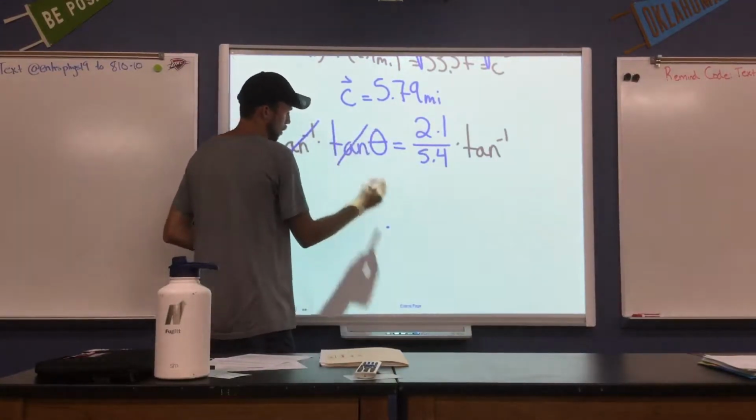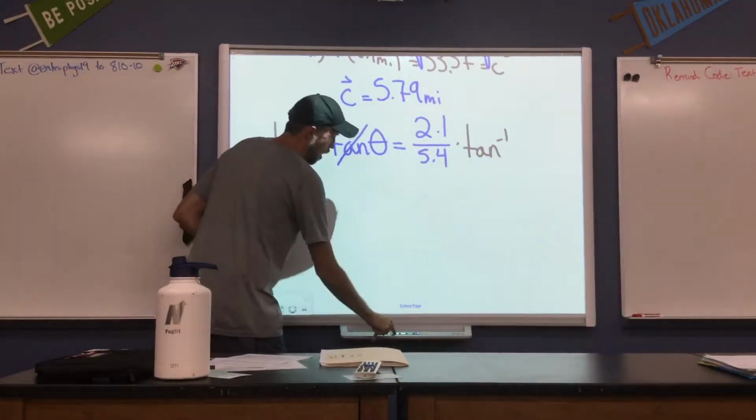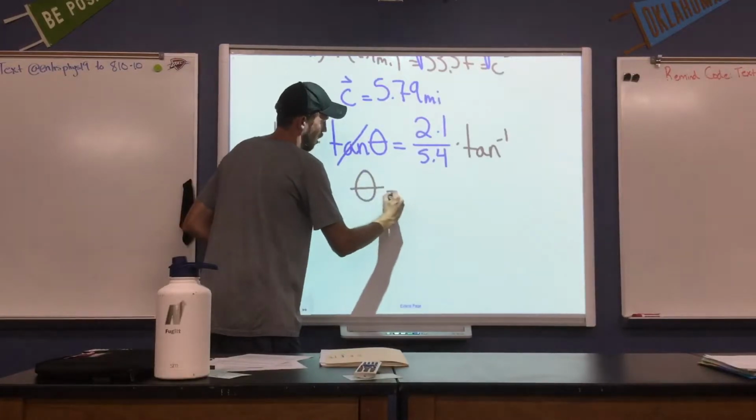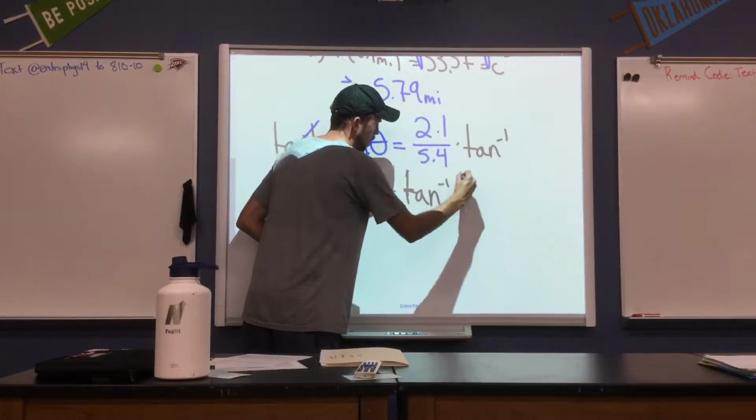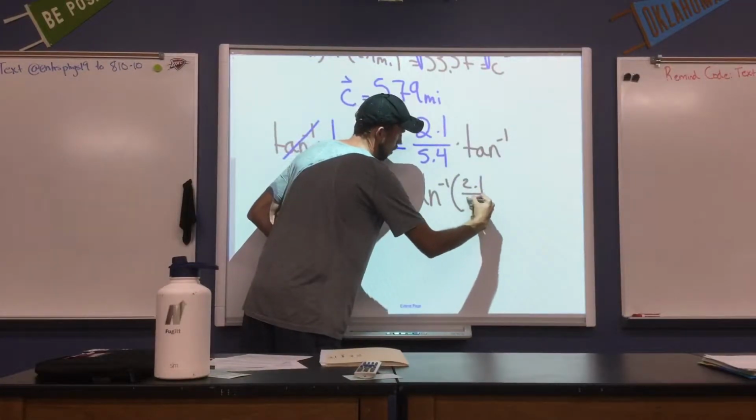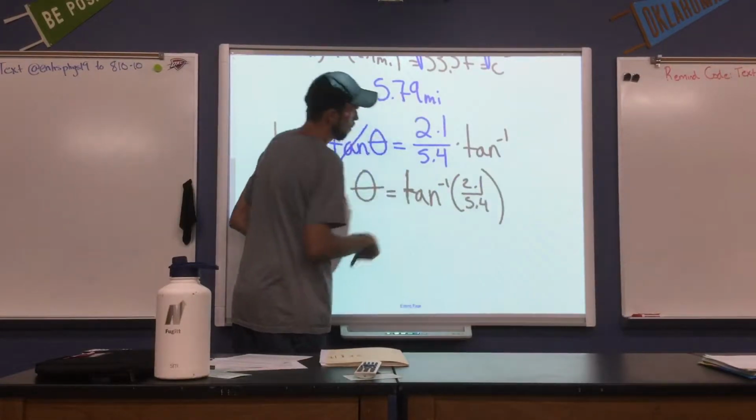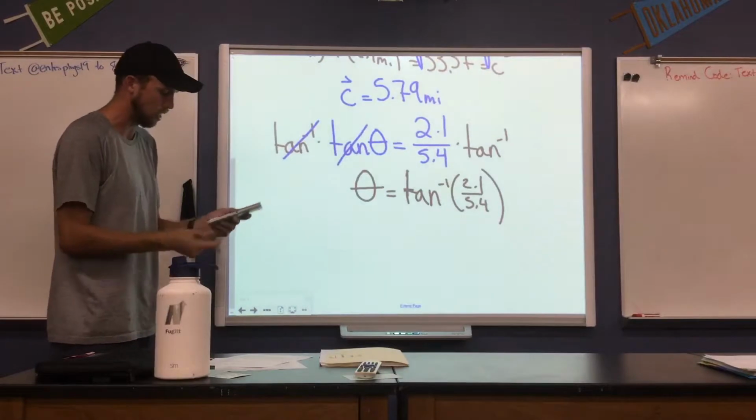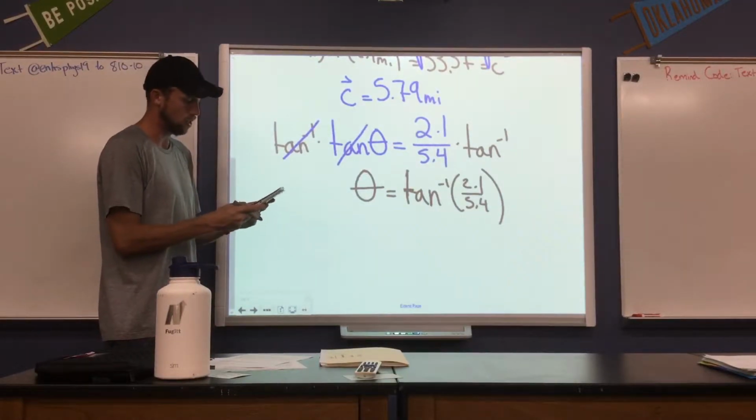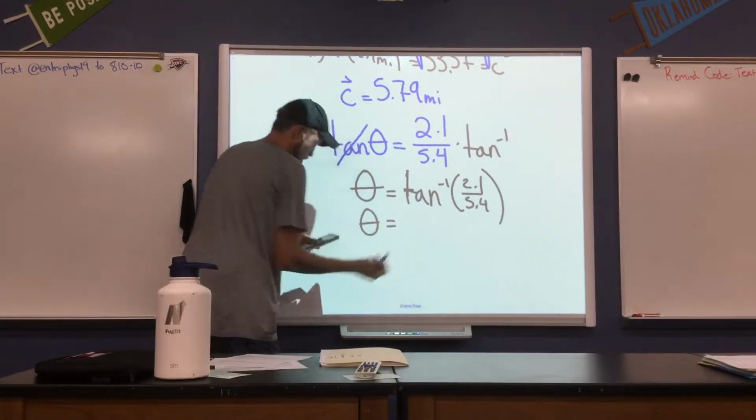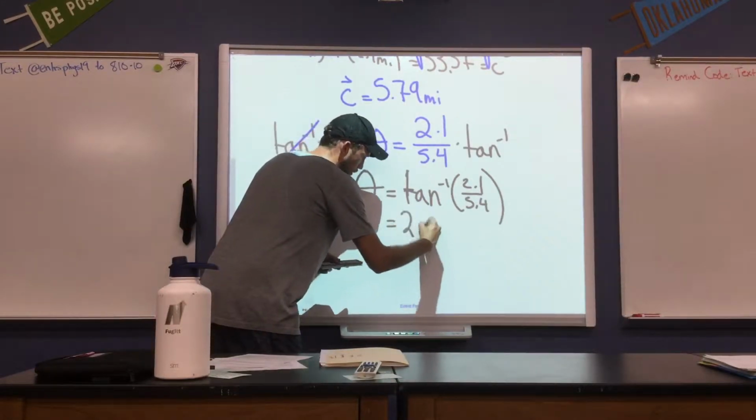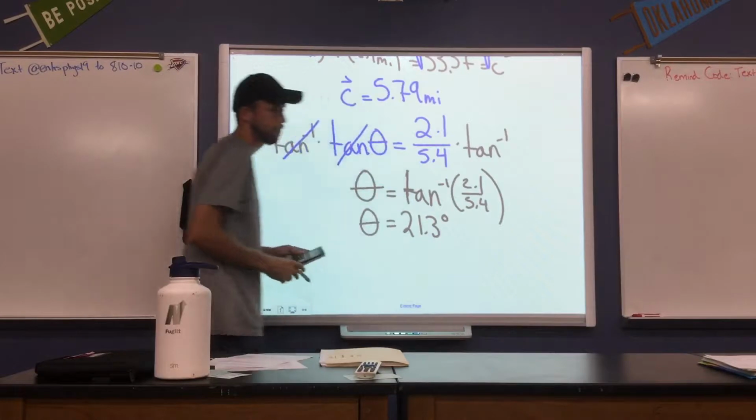Tangent multiplied by inverse tangent, those will cancel out. And we'll be left with an expression for just theta. Theta is equal to the inverse tangent of 2.1 divided by 5.4. So now we'll plug this in. Inverse tangent, 2.1 divided by 5.4. We get a value for our angle, theta, which is 21.3 degrees.